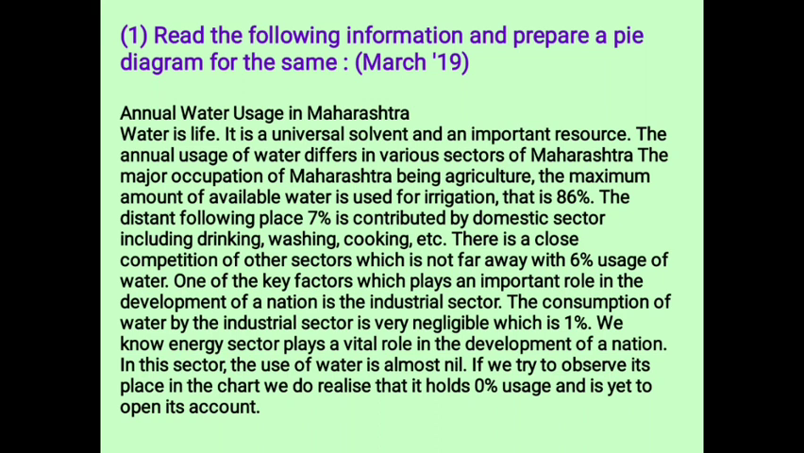The major occupation of Maharashtra being agriculture, the maximum amount of available water is used for irrigation, that is 86%. The distant following places, 7% is contributed by the domestic sector including drinking, washing, cooking, etc. There is a close competition of other sectors which is not far away with 6% uses of water.